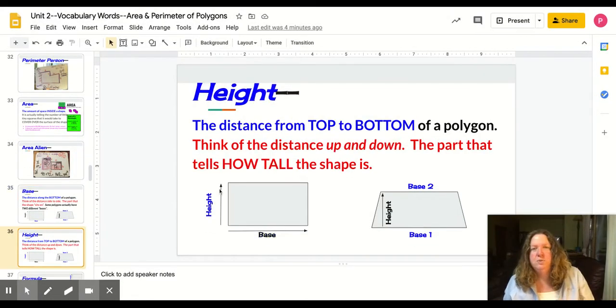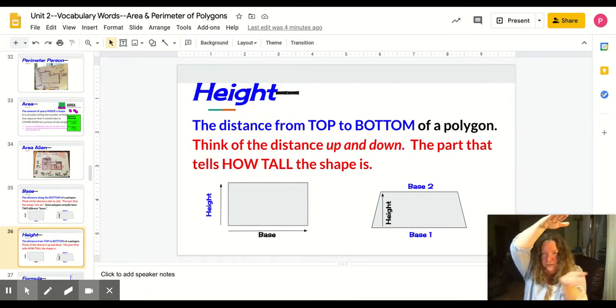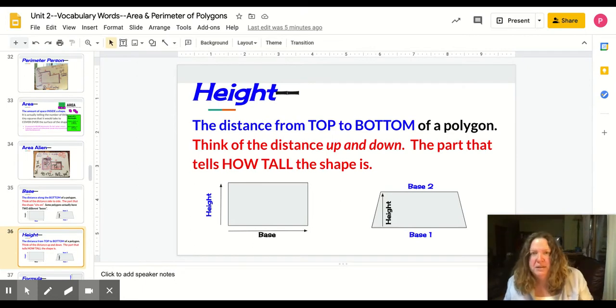And then not only do we need to know about the base of the shape, but we also need to know about the height. The height is how tall something is, the distance from the top to the bottom or the bottom to the top. And it has to go from the very lowest part of the shape to the very tallest part of the shape. So height tells how tall the shape is. And you'll notice that in a rectangle, it's just the side. And in a trapezoid, it's actually not along the slanted part. If you measured straight from the bottom straight up to the top, that's the height. We'll talk more about that when we study trapezoids.